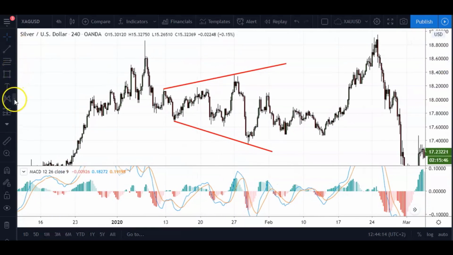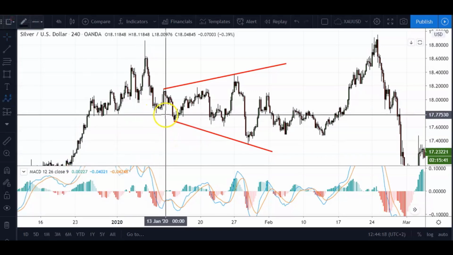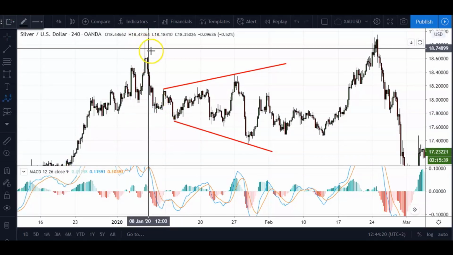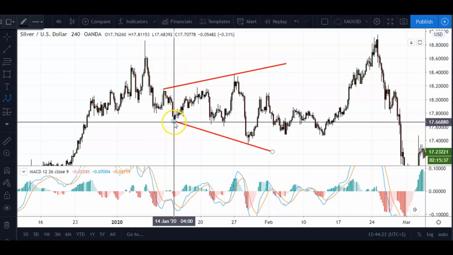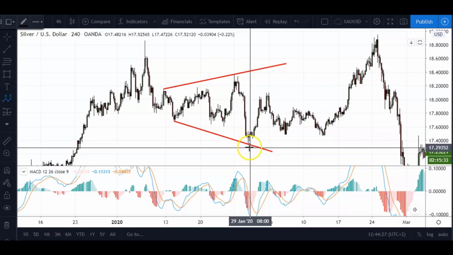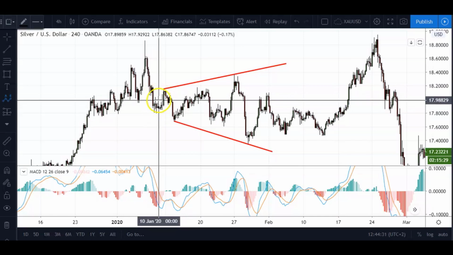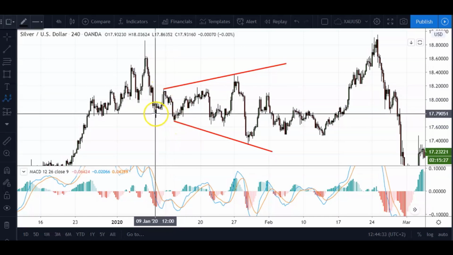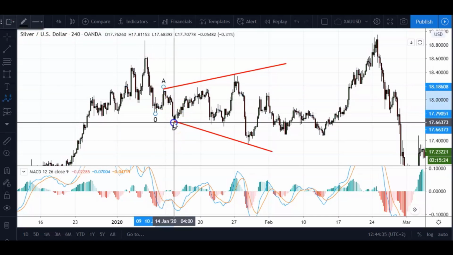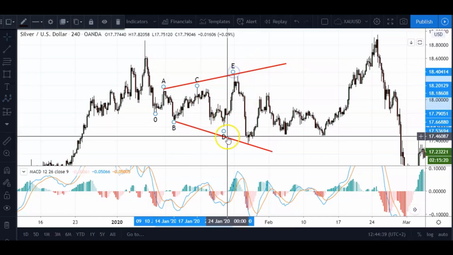Let me just get my marking tool out. As you all know, expanding triangles run in 5 waves. So wherever this started from, it couldn't have started from here because it would be an A, B, C, D. There are 5 waves in the triangle, so it must have started from here. So this was the origin of where this actual triangle started from. So it must have been an A, B, C, D, E.